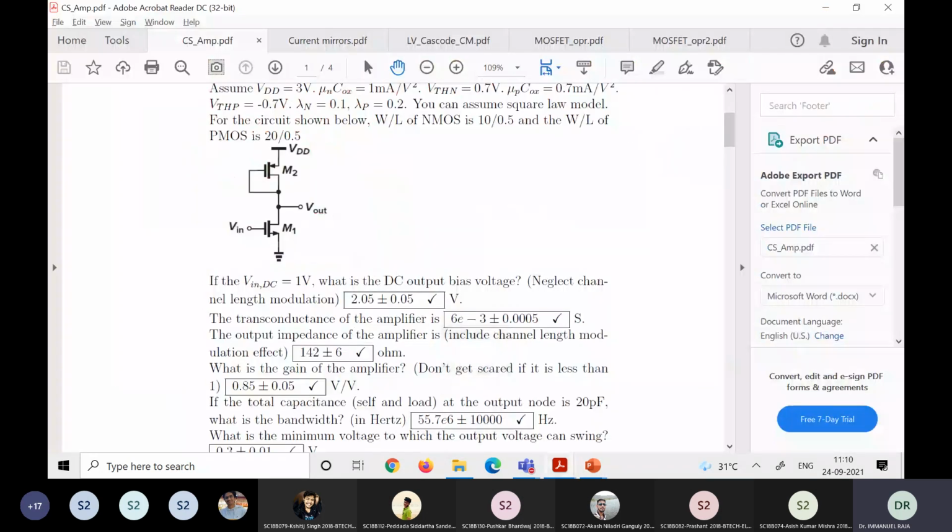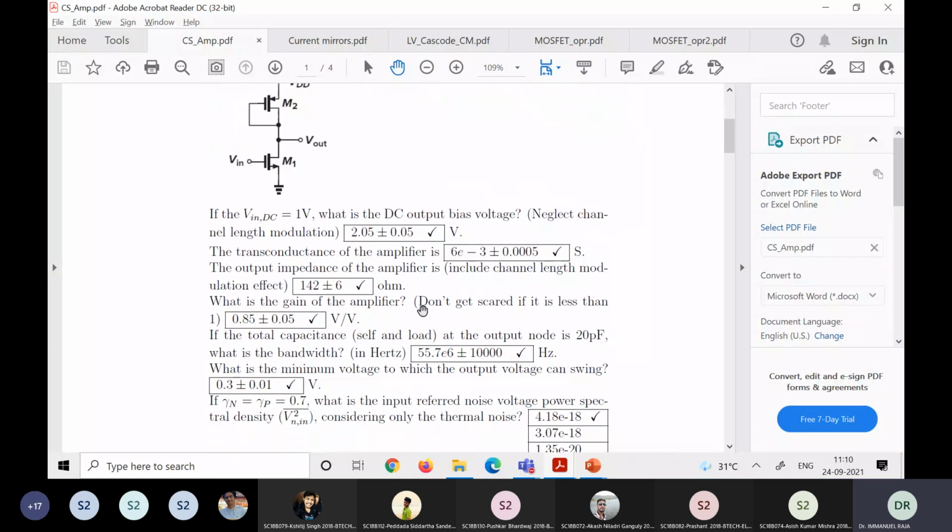And what else is asked here? I've given here also, neglect the channel length modulation to make the calculations easier. Transconductance of the amplifier is the transconductance of M1. So you can use any of the formulas which you have, right? You can use mu n Cox, W over L, VGS minus VTH. Straightforward, you'll get the transconductance. Output impedance of the amplifier, I've told include the channel length modulation effect.